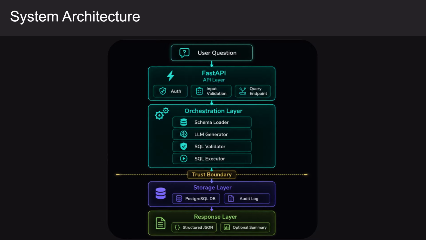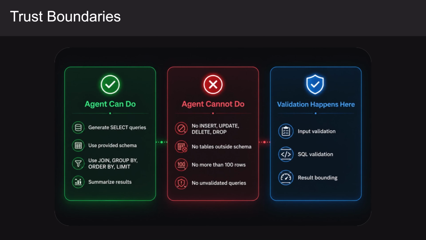Notice the clear separation between the orchestration layer and the storage layer. That line is the trust boundary. The LLM's output never reaches the database directly. Every query passes through validation first. The audit log records every query executed, who asked it, what SQL was generated, and what it returned. Trust boundaries are the most important design decision in an agentic system.